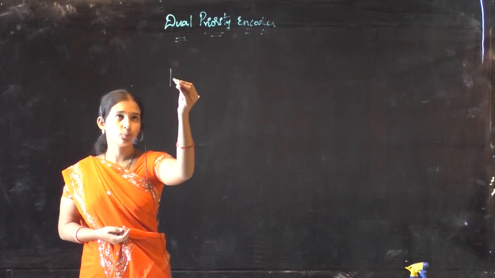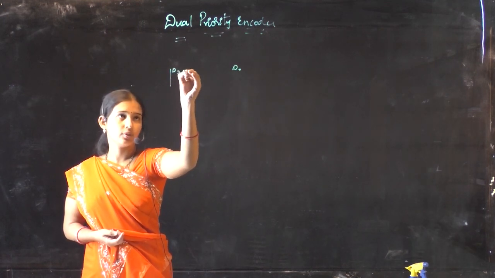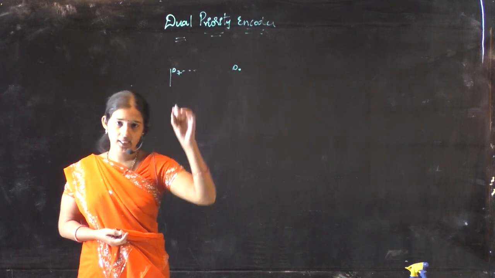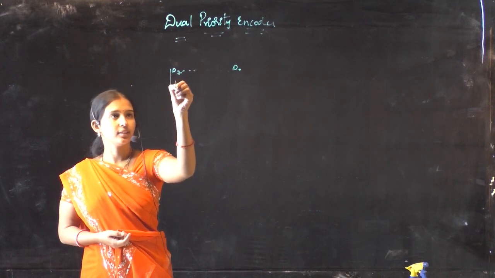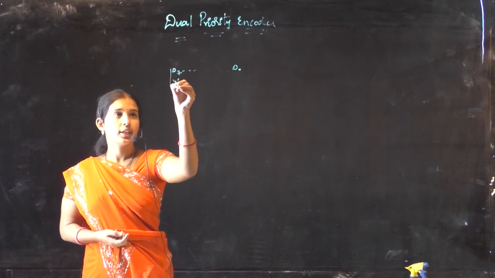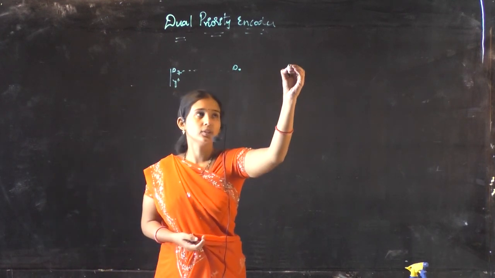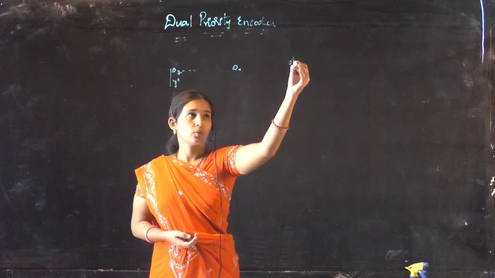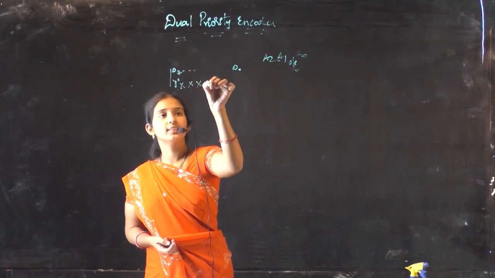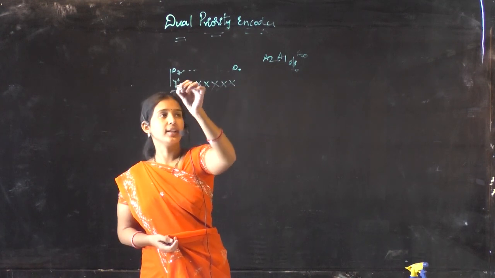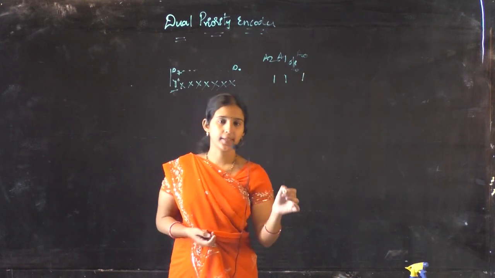Based on the input, suppose I have some data D0 to D7. I am talking about the priority encoder. Suppose D7 is high, in active high. If D7 is 1, what will be our output? Irrespective of the other inputs, if D7 is 1, it is directly converted into 1, 1, 1. This is in active high.